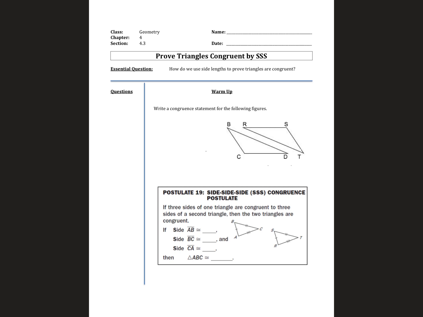We're continuing with chapter 4, which is about triangles mostly. This one is 4.3. The name of the lesson is Prove Triangles Congruent by Side, Side, Side, which is what the 3 S's stand for. Our central question is, how do we use side lengths to prove triangles are congruent?